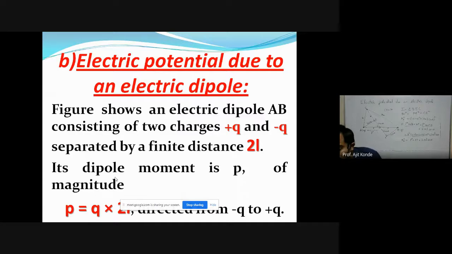Now, its dipole moment is P of magnitude P is equal to Q into twice of L. We derived this formula in 11th class. The formula for electric dipole moment P is equal to Q into twice of L, where twice of L is the distance between the charges and Q is the magnitude of the charges.